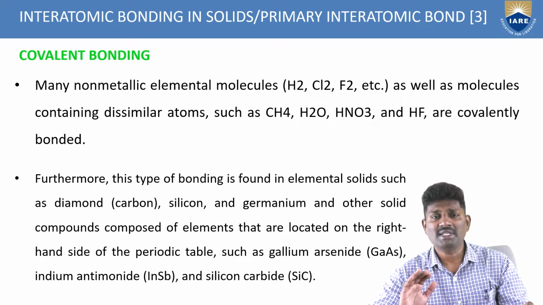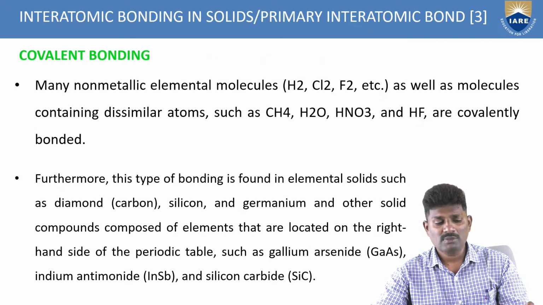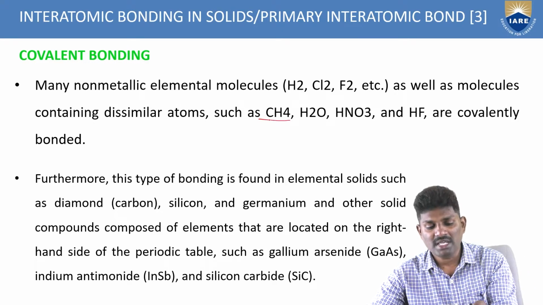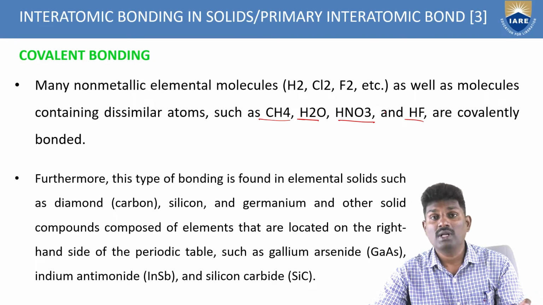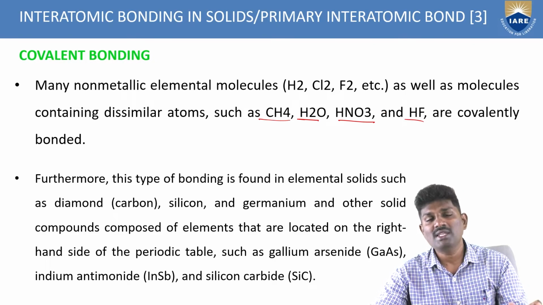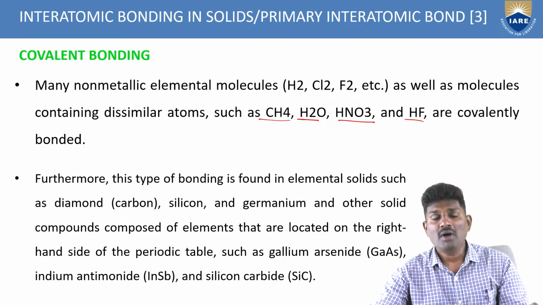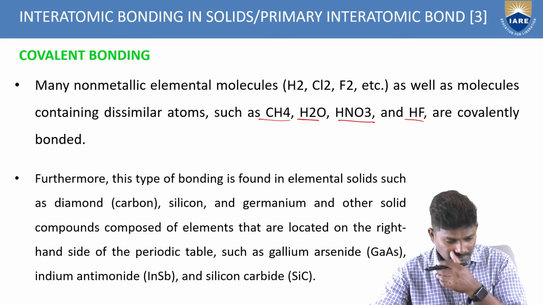If we see other materials which have a covalent bond, many non-metallic elements like H2, Cl2, F2, as well as molecules containing dissimilar atoms like methane, H2O, HNO3 and HF are covalently bound. These are some of the examples where you can find covalency in nature. That's why the bonding energy describes the properties of the material. So we have to select materials having a good bonding energy while preparing any material.